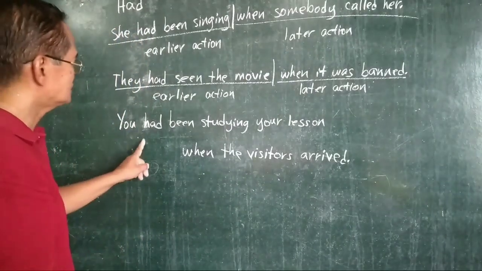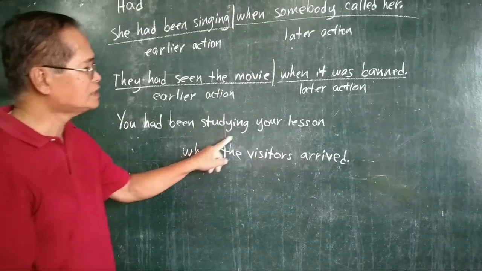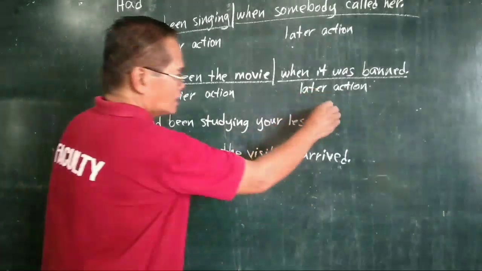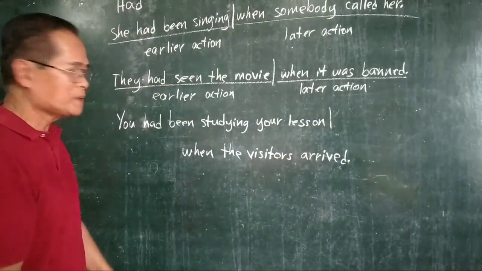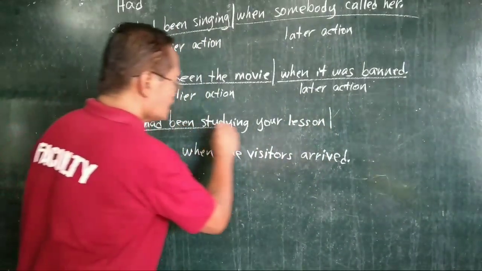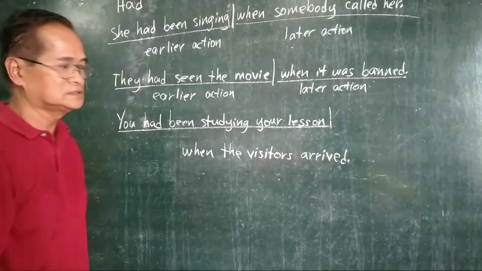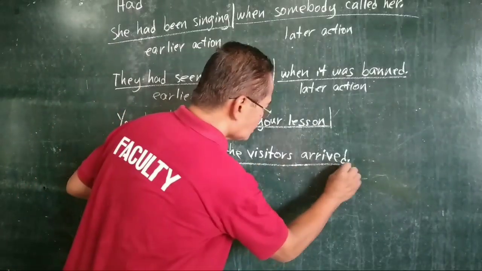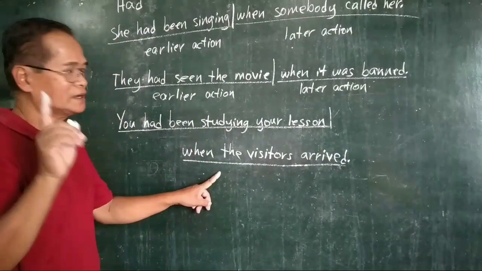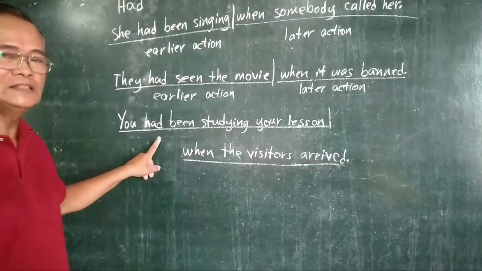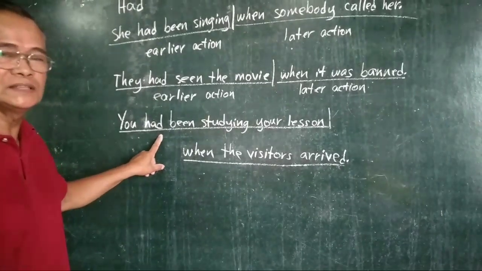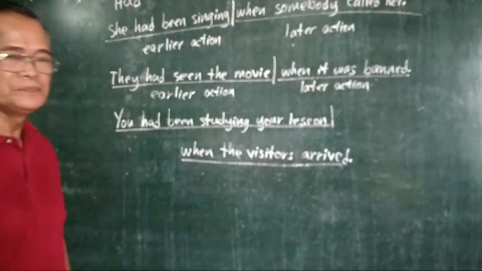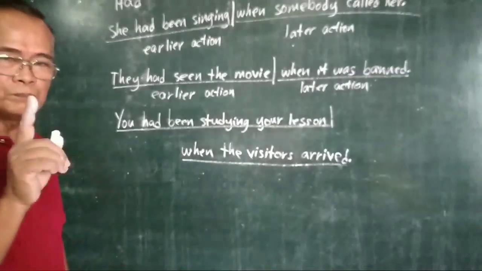Okay. Next sentence. You had been studying your lesson when the visitors arrived. Alright. Again, we are going to divide this into two parts. The first part is our independent clause. Ito na ang ating independent clause. And this part is our subordinate clause. Again, pag sinabing independent clause, it is a clause that can stand alone. And it can be considered as a sentence, complete sentence.